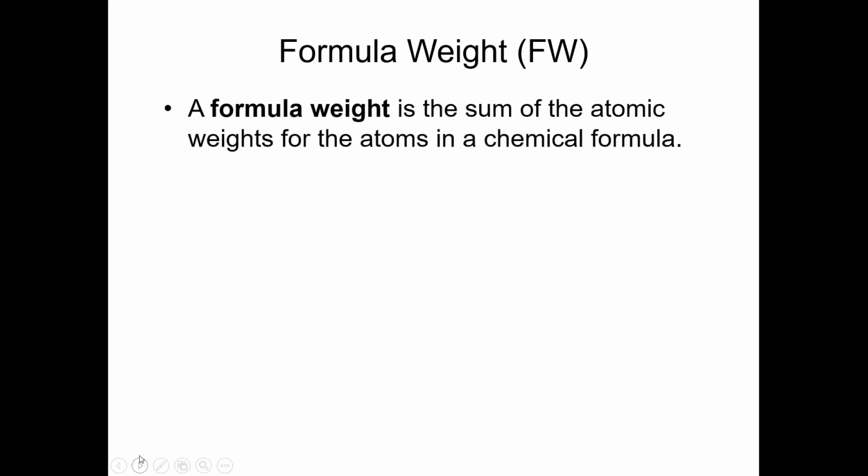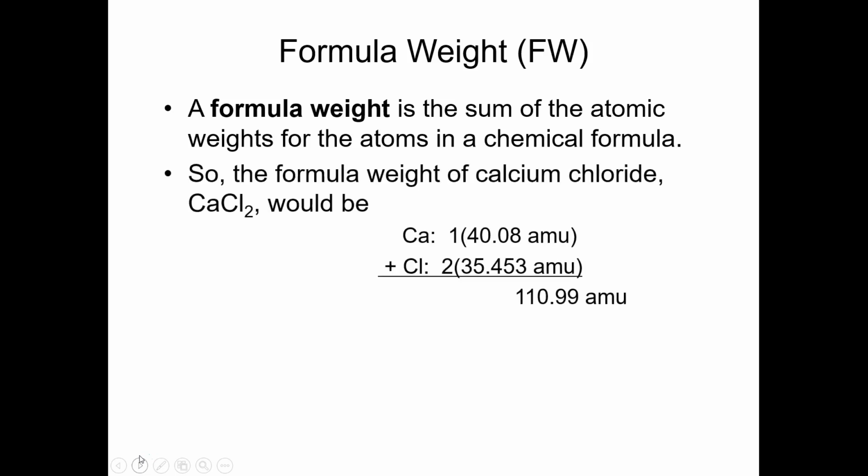So the formula weight, if we're talking about a compound, is the mass in AMU of one formula unit of that compound. So if we take the chemical formula and we take all of the atoms in that chemical formula, of however many elements there are, however many atoms there are of each element, and we simply sum up the atomic weights of those atoms, that's going to give us a formula weight.